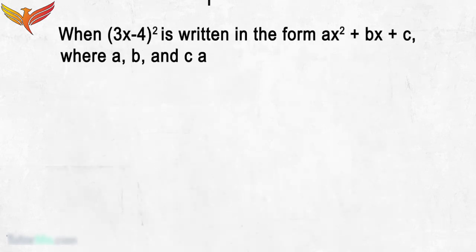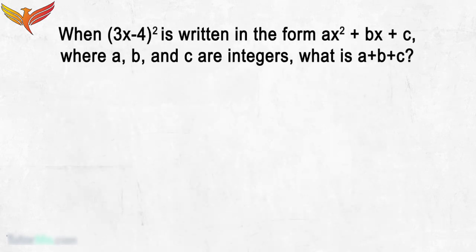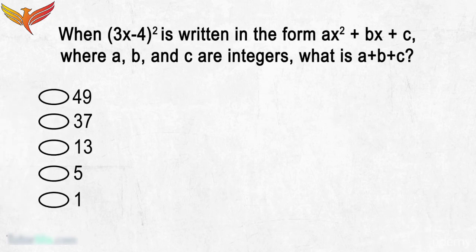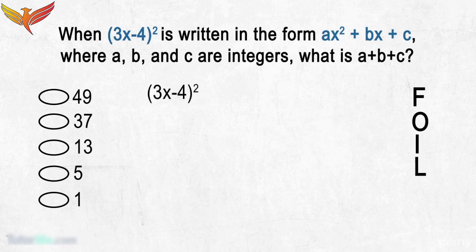When (3x minus 4) squared is written in the form ax squared plus bx plus c, where a, b, and c are integers, what is a plus b plus c? The question is asking you to expand (3x minus 4) squared to the form ax squared plus bx plus c. How do we do this? FOIL. Don't be thrown off by the fact that there's only one term in the parentheses being squared. The fact that it's being squared means there are in fact two terms, two identical terms multiplied by each other. So that means we have 3x minus 4 times 3x minus 4.